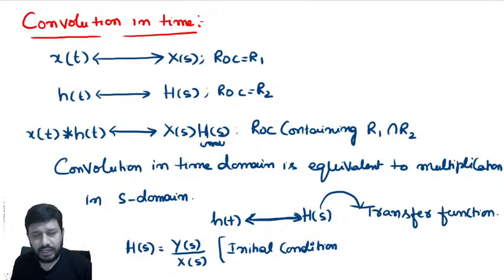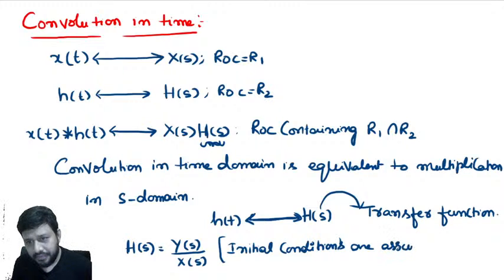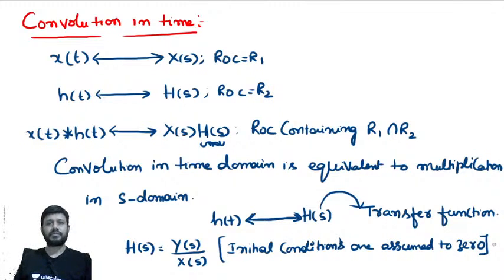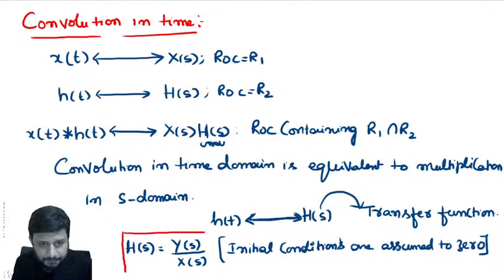If you want to find out the transfer function of any system, you must consider the initial conditions to be 0. After that, you take the ratio of the Laplace transform of output to the Laplace transform of input, which is nothing but the transfer function.